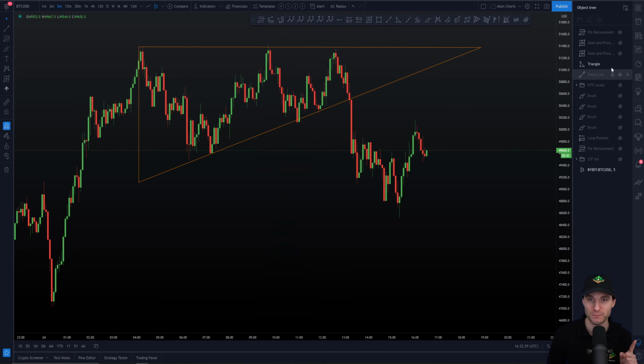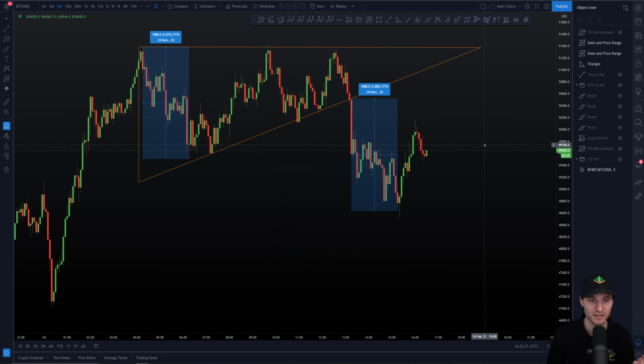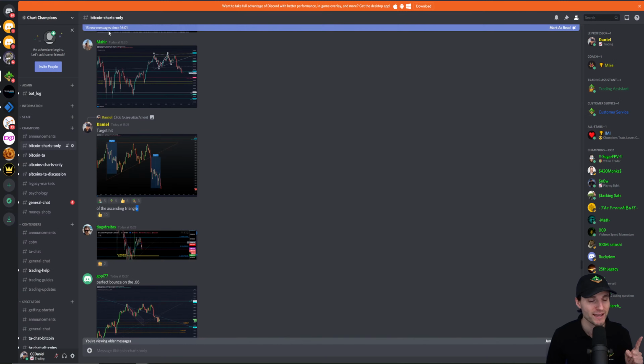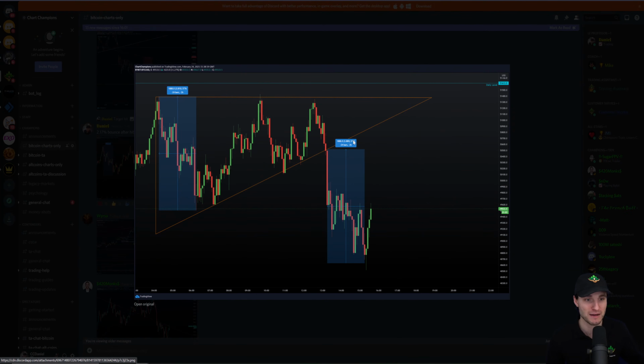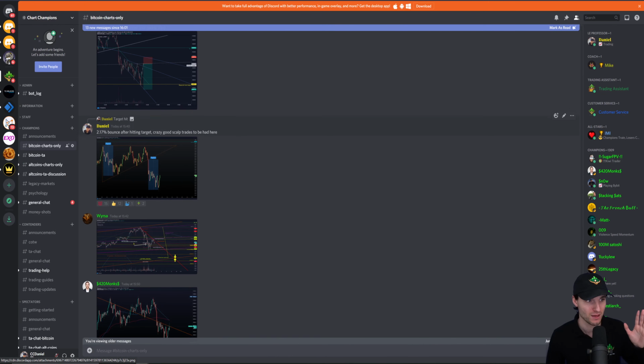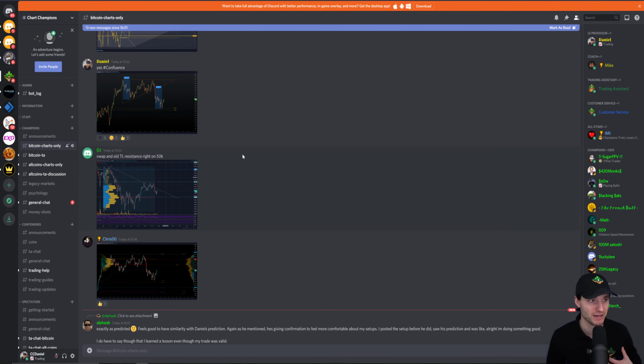So if we now load up our measured moves, okay, we come down, we hit the target absolutely perfectly. And as I say on the next update, look at this. This obviously bounced another 1% after this. We're hitting crazy good targets, and there's crazy good scalp trades to be had here. And what was the confluence? Of course, we had that CC.